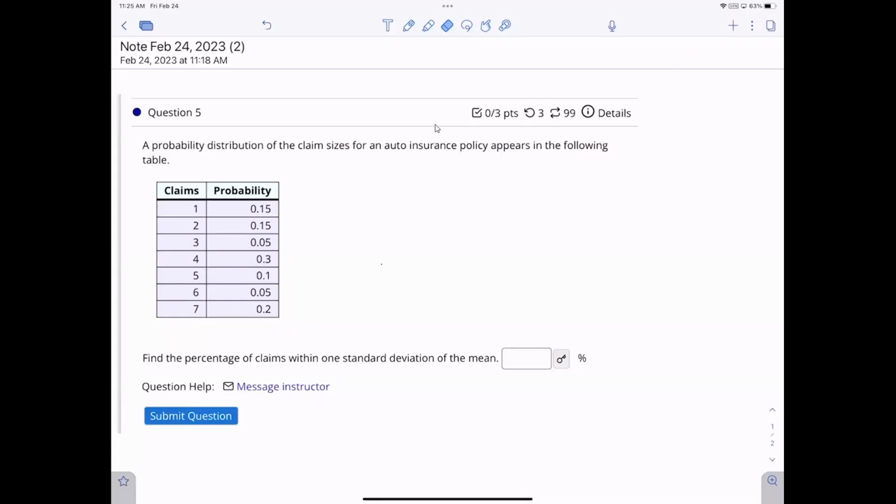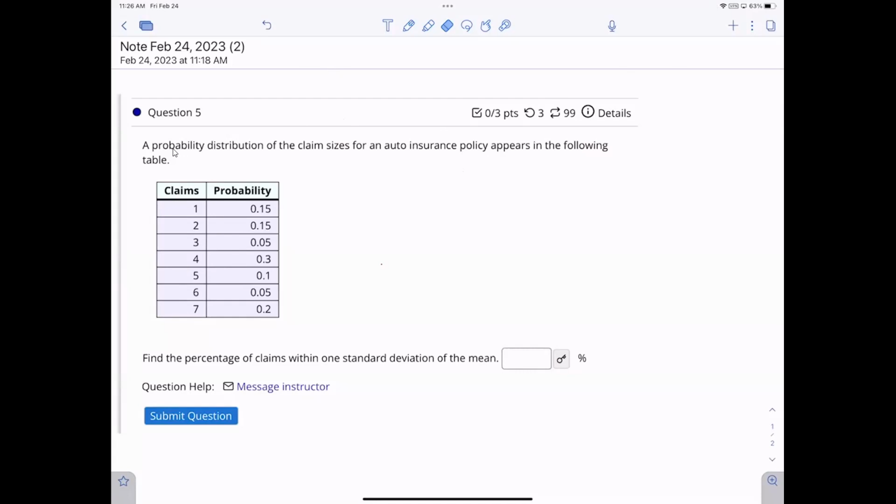I've gotten quite a few questions regarding question 5 in the section 4.1, 4.2 homework. So I thought it might be time for me to create a quick video explaining how to do this particular problem. So in my problem, I have these numbers.